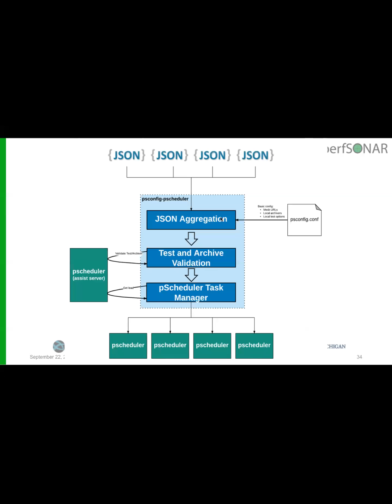Here's a little more internal diagram. I don't want to go into too much detail because I want to leave some time for questions. But basically, you suck in and aggregate the JSON. You've got this configuration file. You suck in the options. You feed it to a validator, which would work with pScheduler, what we call a sys server, to help validate everything and make sure there are plugins that exist that support it and all that stuff. And then we'd submit it to the task manager, which would distribute things out like it does now.